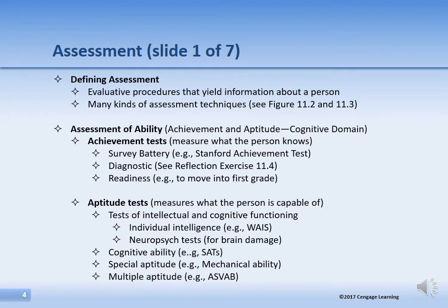Defining assessment. This includes evaluative procedures that yield information about a person, and there are many kinds of assessment techniques. For a couple of examples, look at Figures 11.2 and 11.3. Assessment of ability: this is achievement and aptitude, the cognitive domain. Achievement tests measure what a person knows. An aptitude test measures what the person is capable of. You can see examples of this in the text, and it's important that you understand the difference between achievement, what the person knows, and aptitude, what the person is capable of.